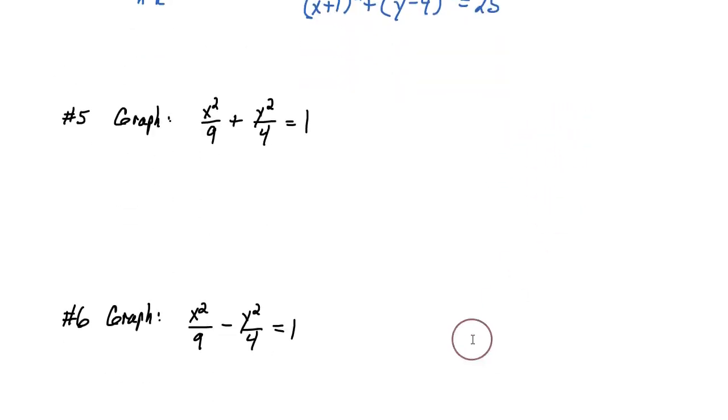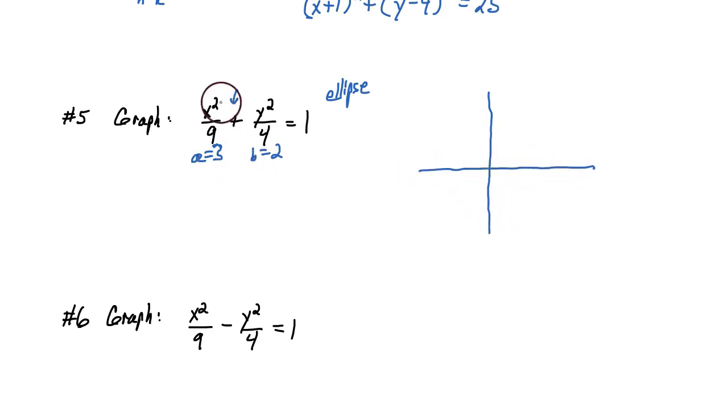Number 5, we're asked to graph, so we need to know what shape it is. X squared and y squared with a plus sign equals 1. This is an ellipse. In an ellipse, A is always larger than B. Here's the larger denominator, so A is 3 and B is 2. Now let's make a grid.